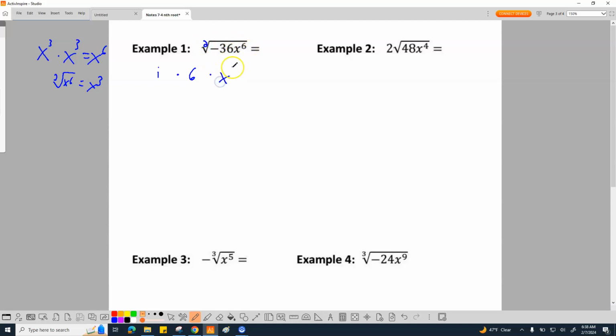So I'm going to do this. I pulled this all out, and now I have to put those all together. So have I evaluated everything? The answer is yes. So I go 6i x to the third. Now that's the answer. That's the way I worked it.